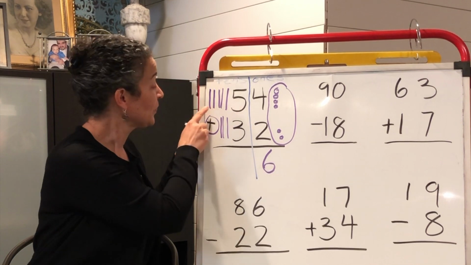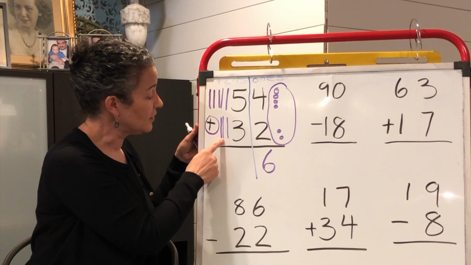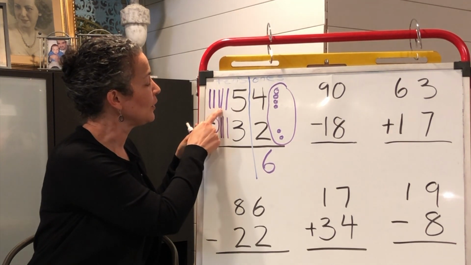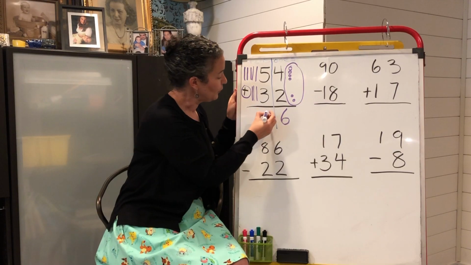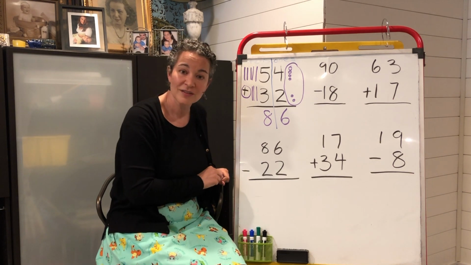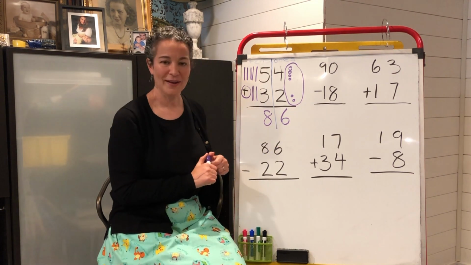Help me. Here we go. 10, 20, 30, 40, 50, 60, 70, 80. Count it again with me. 10, 20, 30, 40, 50, 60, 70, 80. So my friends, what is the sum of 54 plus 32? Yes, you are so smart. It's 86. We're kind of awesome.